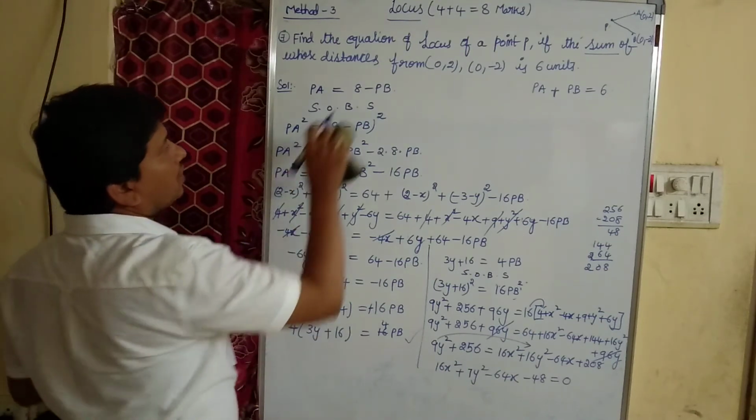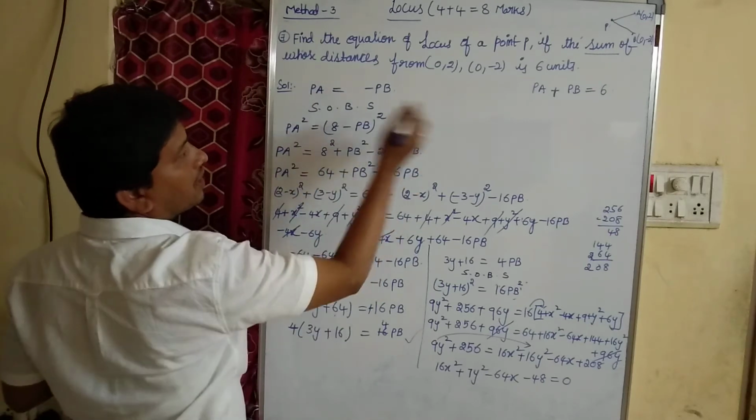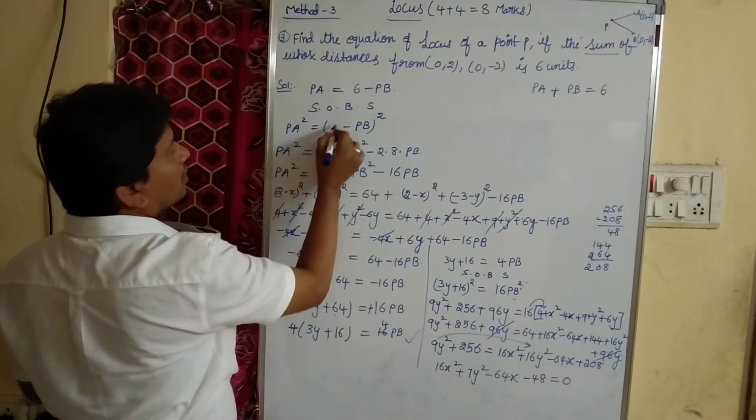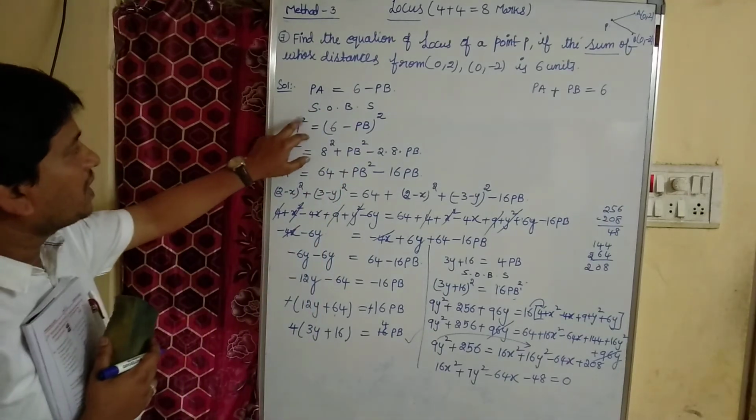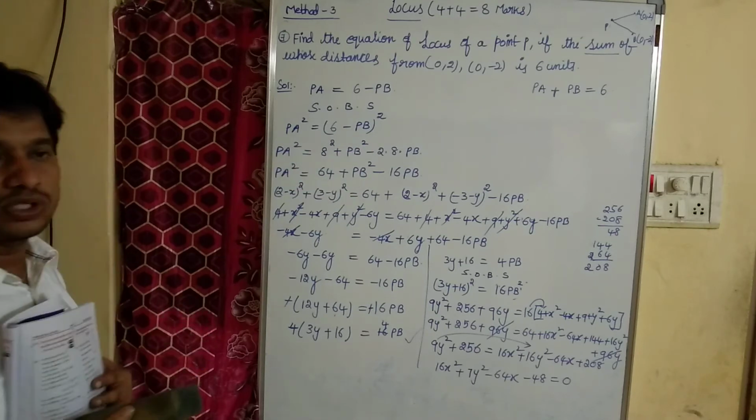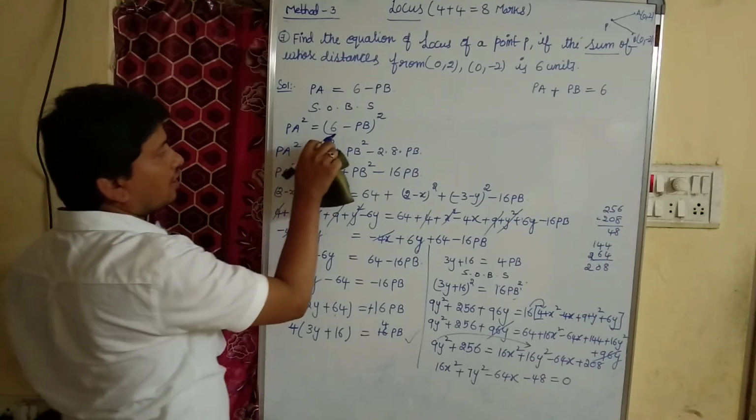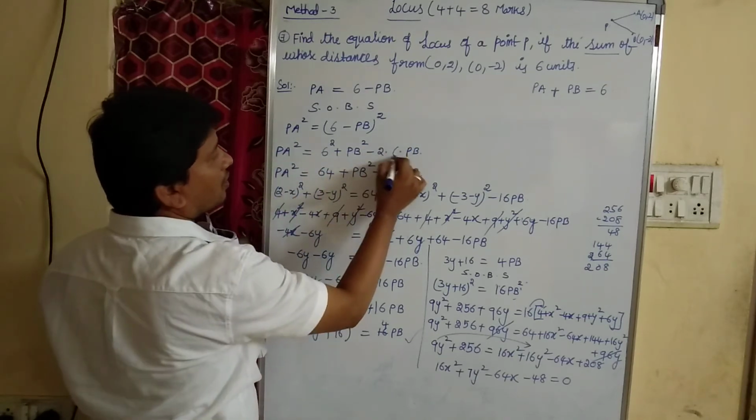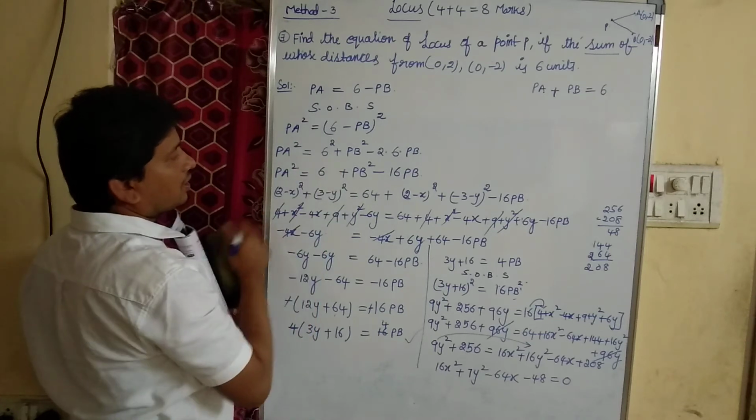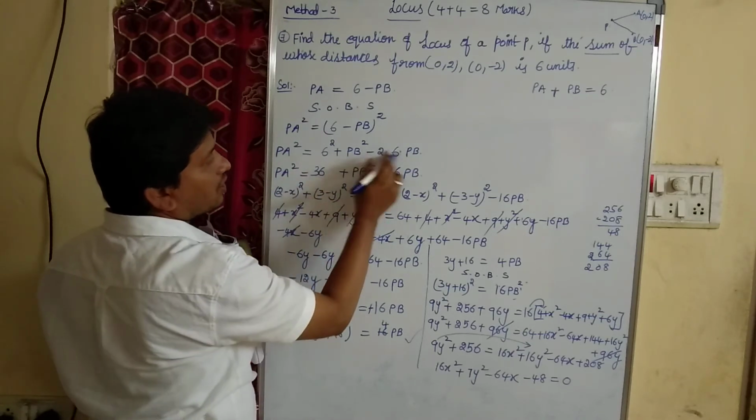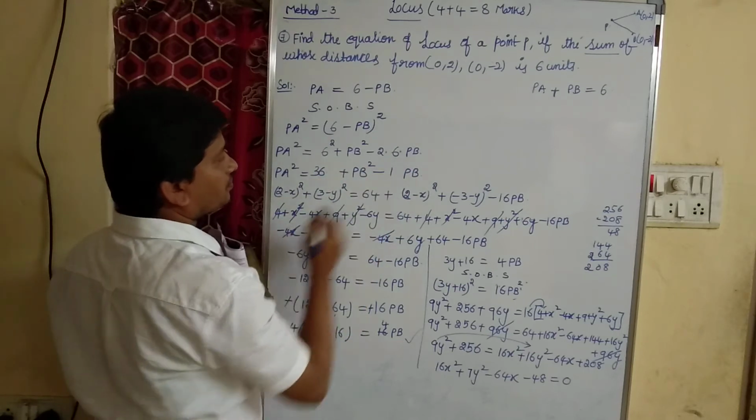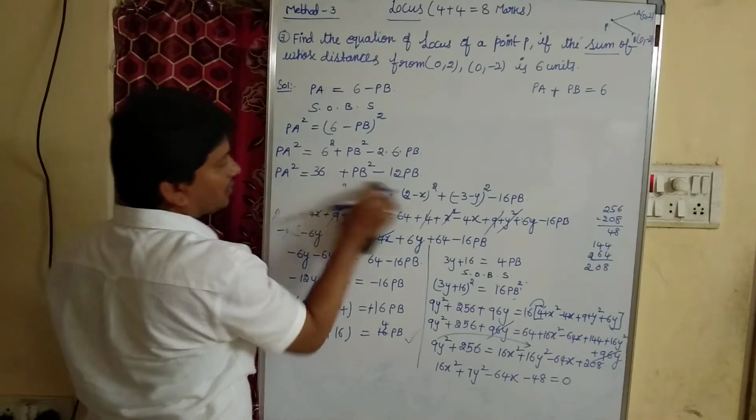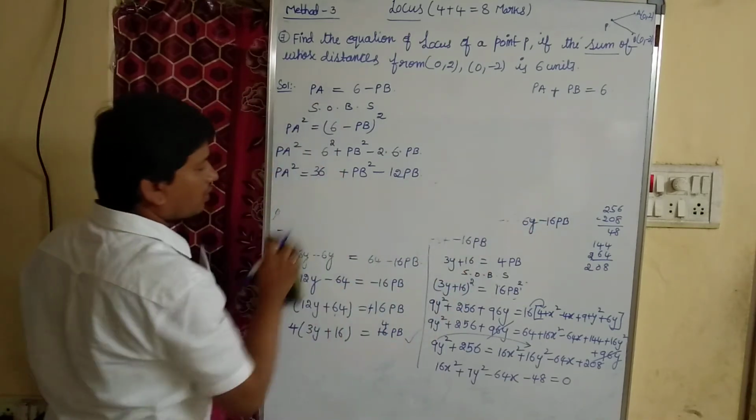Right? So if you transpose PB towards the right hand side, it will become 6 minus PB. Again the same method, squaring on both sides. So PA square equals 6 minus PB whole square. As 6 is there, it will become 6 square minus 2 into 6 into PB. So 6 square is 36, PB square as it is, and 2 sixes are 12 PB. Now, as the values are different, let us solve again.